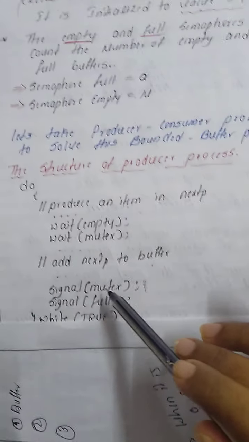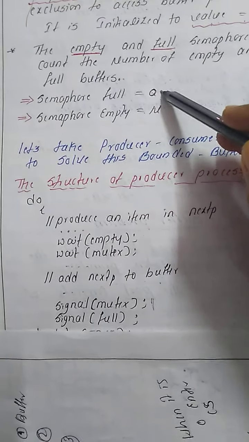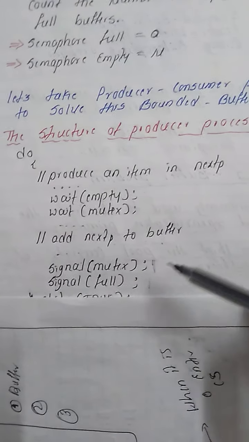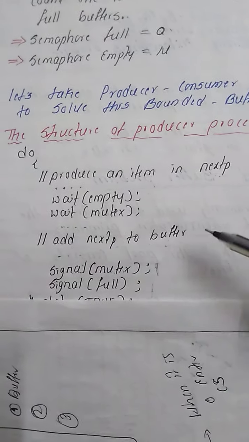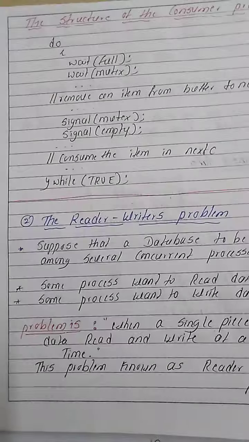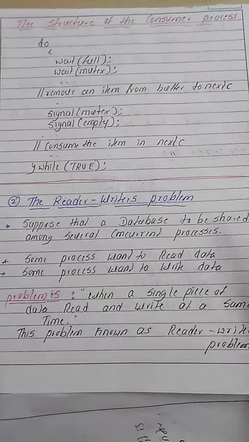Then full. Full is 0 and it becomes 1. When it is 1, another item can be consumed from the buffer. This is the structure of the producer process. Next we can check the structure of the consumer process.